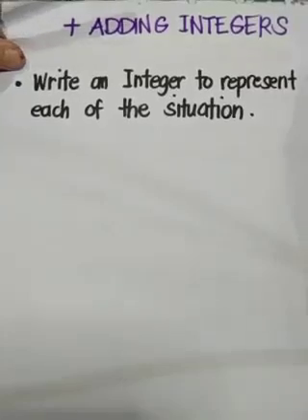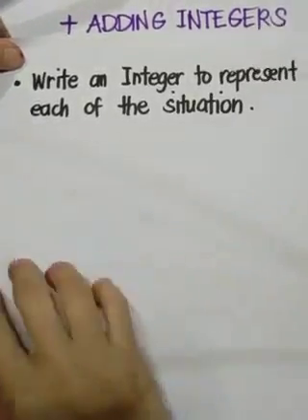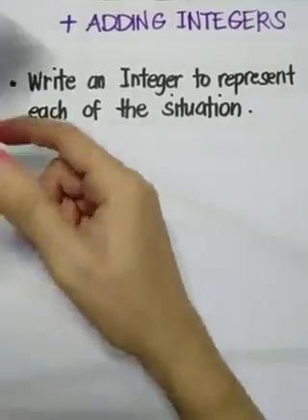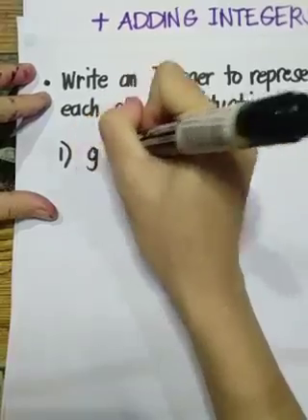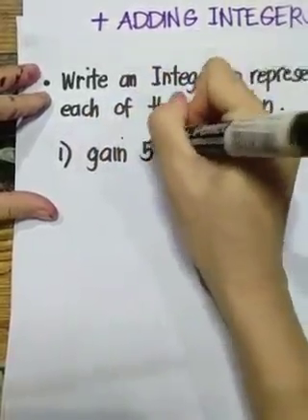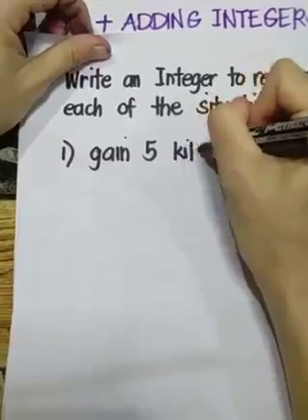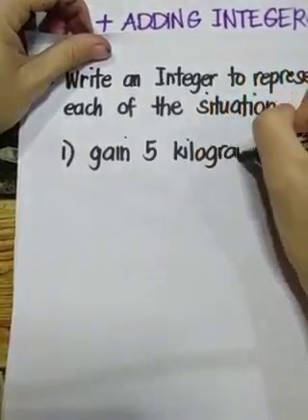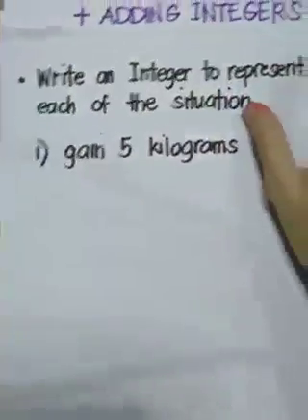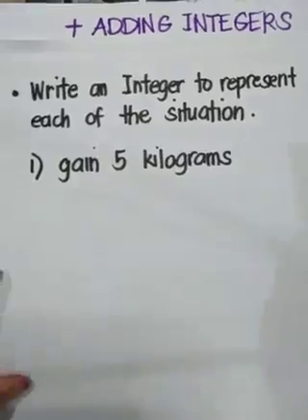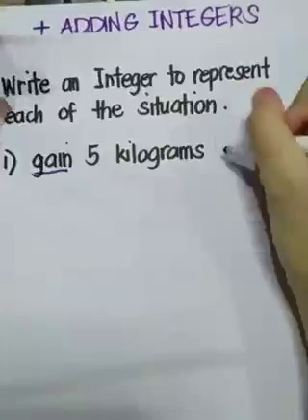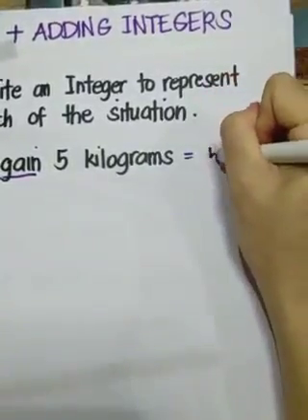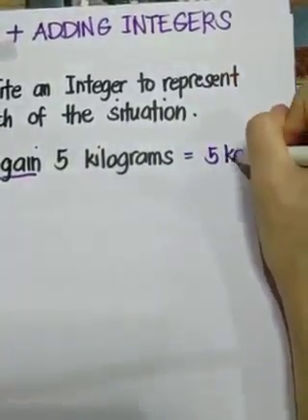Okay, for this one, let's have this activity. You're going to write an integer to represent each of these situations. For example, number 1: gain 5 kilograms. If we gain, what integer would it be? Is it a positive or a negative integer? Since it is a gain, we will use a positive integer. So we'll have positive 5 or 5 kilograms.